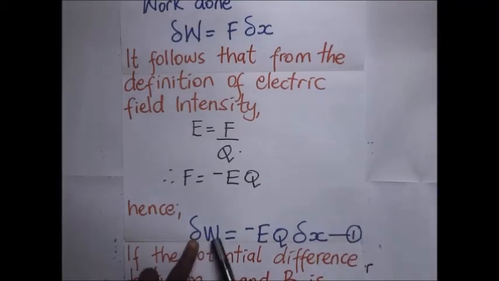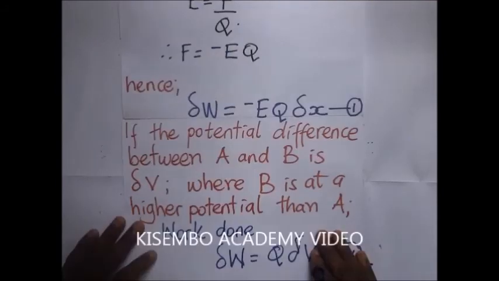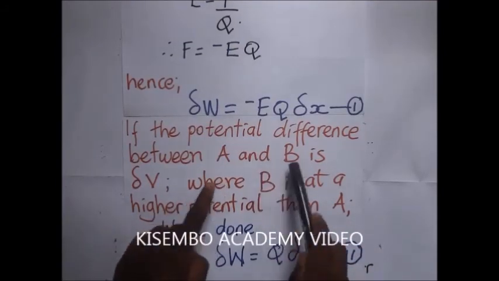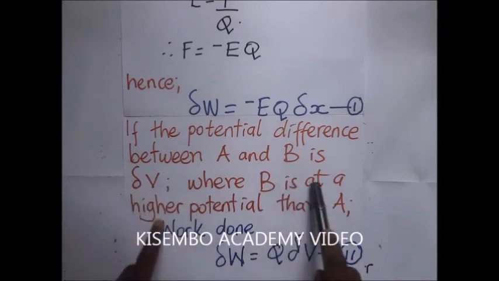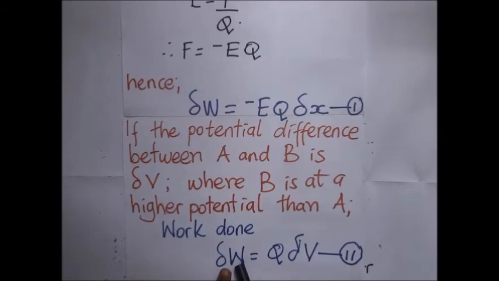So now we have another expression for work, which is work is Q times V. If the potential difference between A and B is dV, where B is at a higher potential than A, then in terms of potential difference, the work done is going to be the charge times the change in potential difference, and that is going to be our second expression.